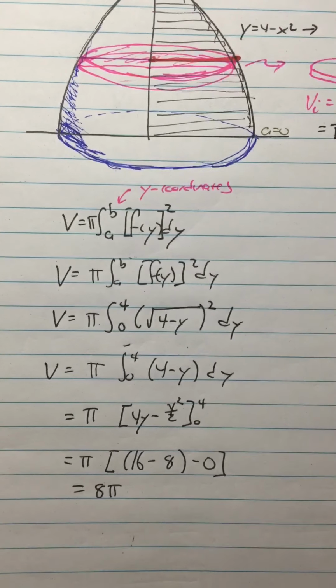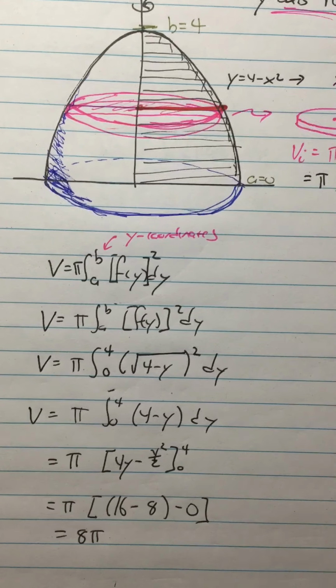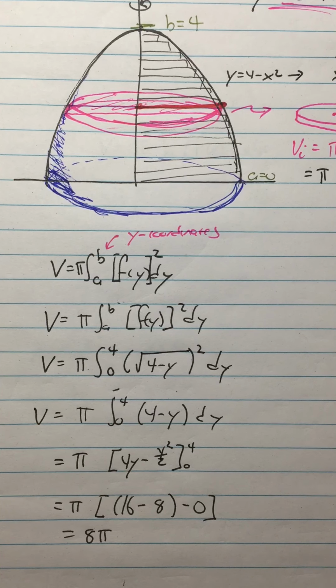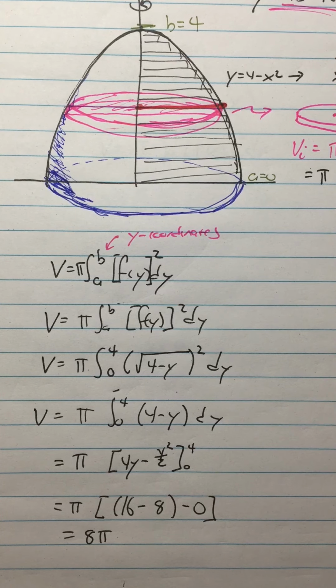So I got 8 pi. 8 pi is my volume. I don't have units on any of these problems, by the way, but they are whatever meters cubed or whatever. There's going to be some linear unit cubed.